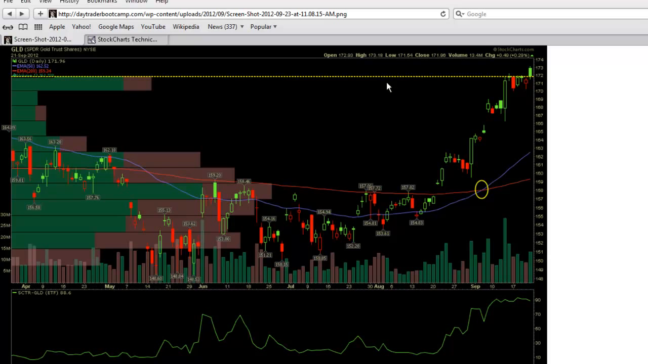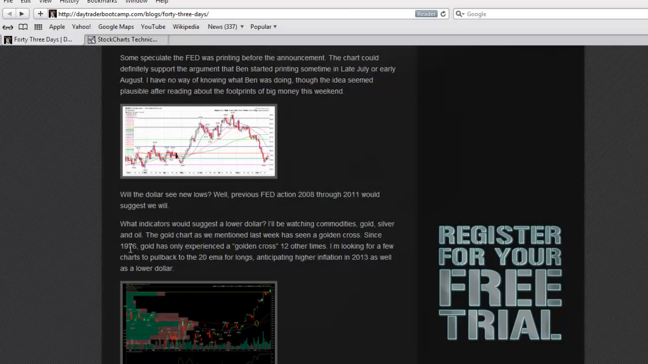I'll be looking at stocks that are setting up or pulling back to an EMA for entries like EGO, Hecla Mining, CDE, GG, GOLD, and so forth. Kinross Gold, and other big cap gold miners like Newmont Mining. Since 1976, gold has only experienced 12 other times where we've had a golden cross. The reason why I'm looking for longs is I'm anticipating higher inflation in 2013 as well as a lower dollar.